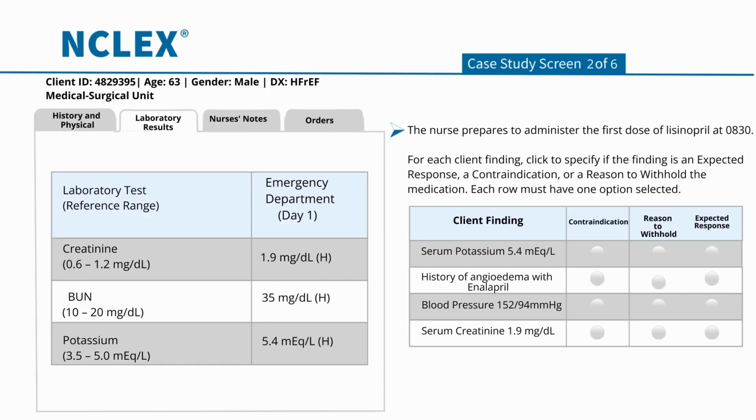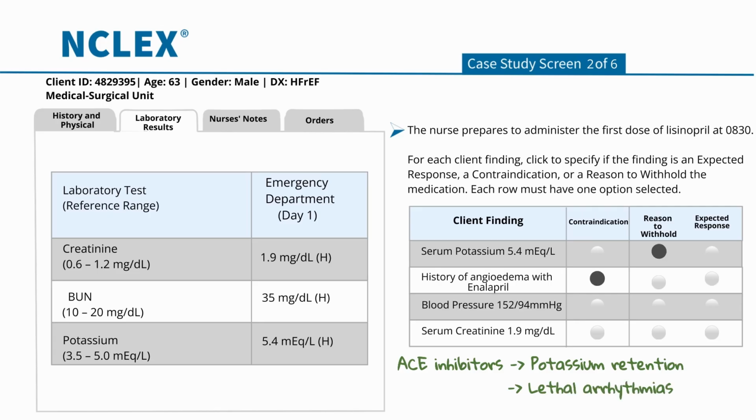Potassium 5.4 is a reason to withhold. ACE inhibitors cause potassium retention. Giving this to a hyperkalemic patient risks lethal arrhythmias. History of angioedema is a contraindication. The NCLEX tests if you know that angioedema is a class effect. If they reacted to enalapril, they will likely react to lisinopril.